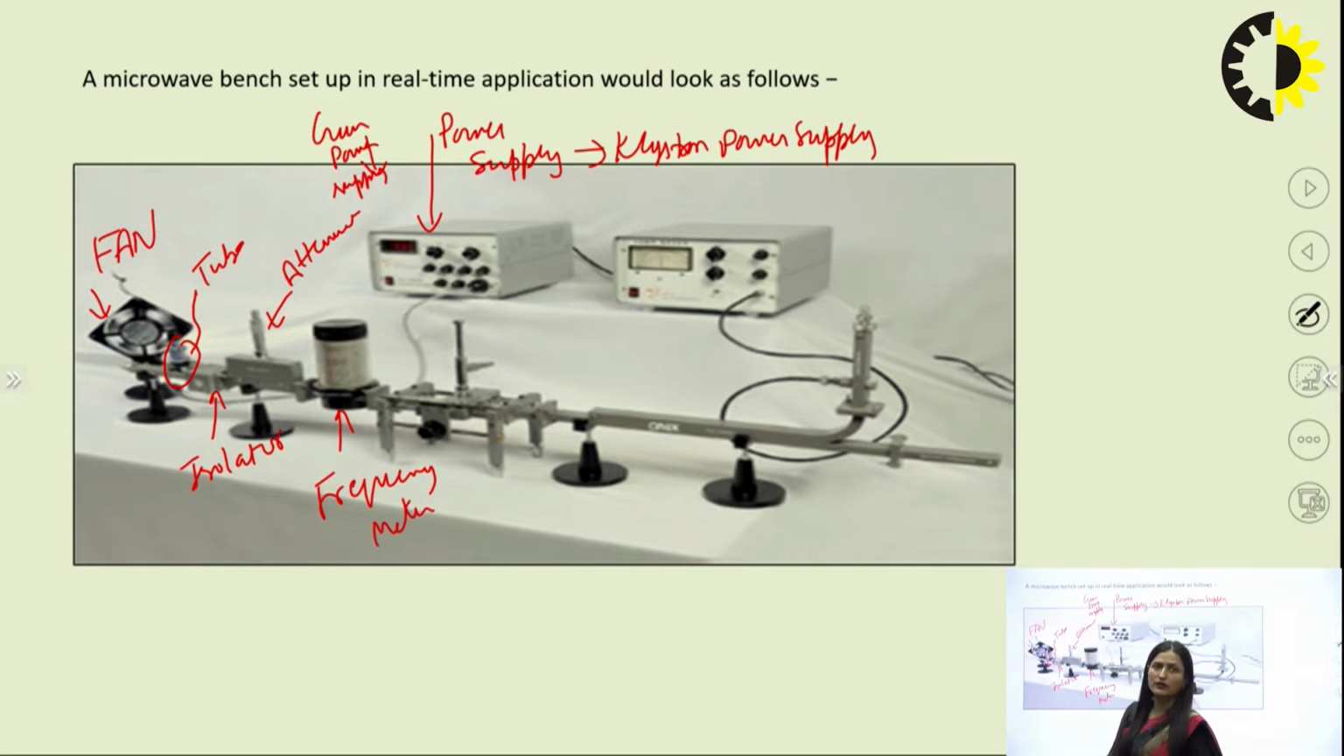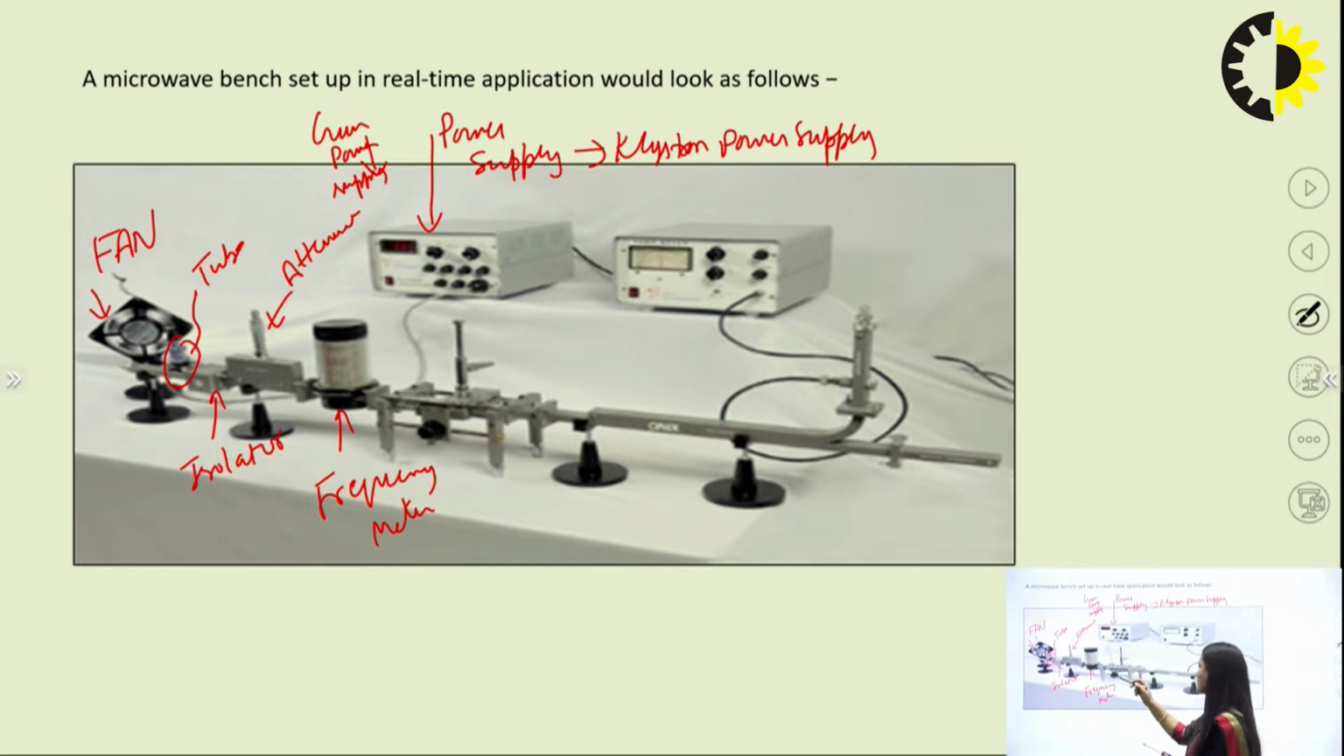This is an analog circular cavity frequency meter. We can use a digital frequency meter also. So this is the cavity. We can move this cavity to find out the resonant frequency of the microwave test bench.